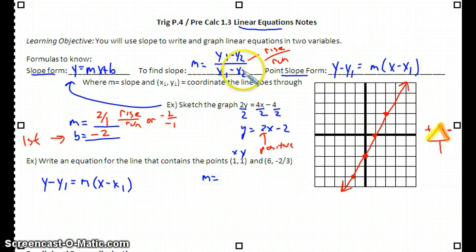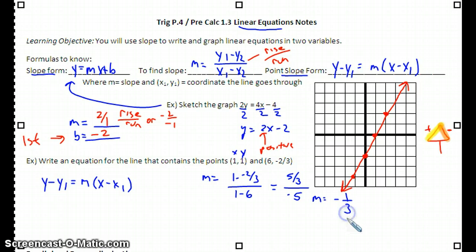So now we've got to use the slope formula from over here, take the y values and subtract them, take the x values and subtract them. Make sure the x's are in the denominator when you do this. Okay, so when I do 1 minus negative 2/3, that is going to give me 5/3. When I do 1 minus 6, that's negative 5. When I divide that out, I end up getting my m equal to a negative 1/3. So I know that I'm going to put negative 1/3 in for m.